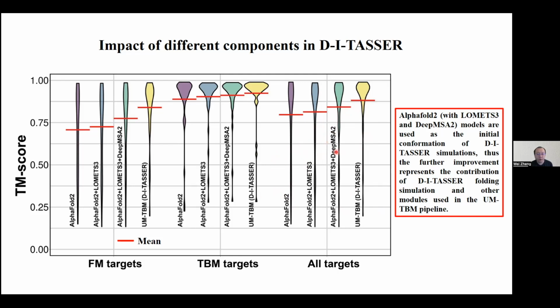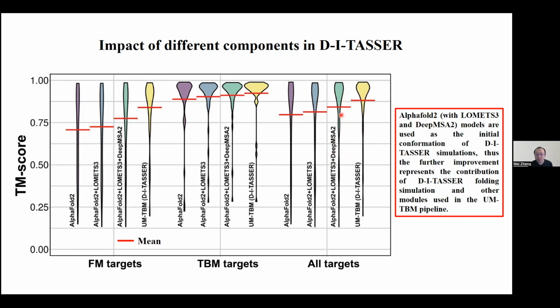Overall, AlphaFold2 using our LOMETS3 templates is slightly better than the standard version of AlphaFold2. Furthermore, after giving AlphaFold2 our DeepMSA2 MSAs, it can generate a much better set of models. The models of AlphaFold2 with LOMETS3 templates and DeepMSA2 MSAs will be used as the initial conformation for the I-TASSER simulation, which means the LOMETS3 templates and DeepMSA2 MSAs indeed contribute to the final model of I-TASSER. As we can see, there is a gap between the third bar and the fourth bar.